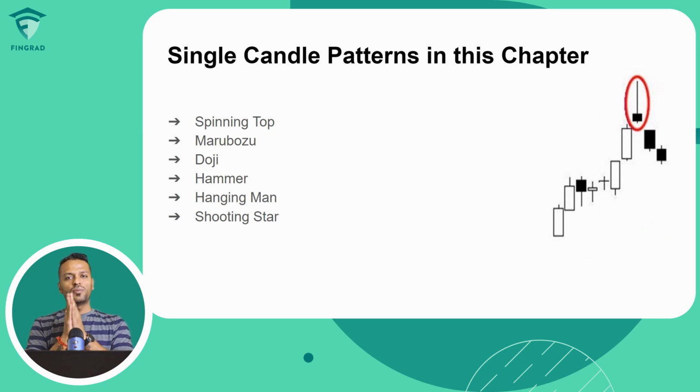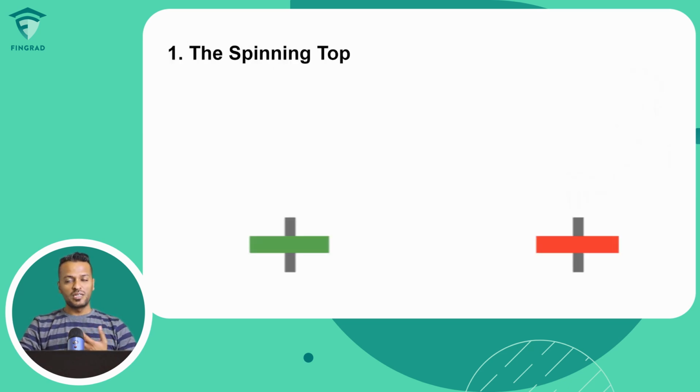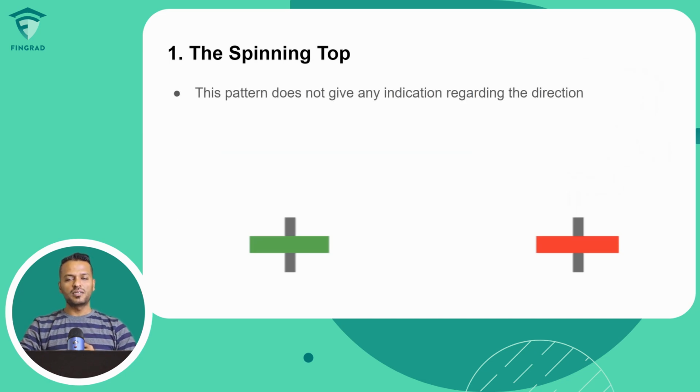These are the most commonly seen and most commonly used candlestick patterns for a single candlestick type. So what exactly is a spinning top candlestick pattern? The most important thing is that this pattern doesn't give you any indication about the market. It doesn't tell you what the likely event or likely movement in the market could be.